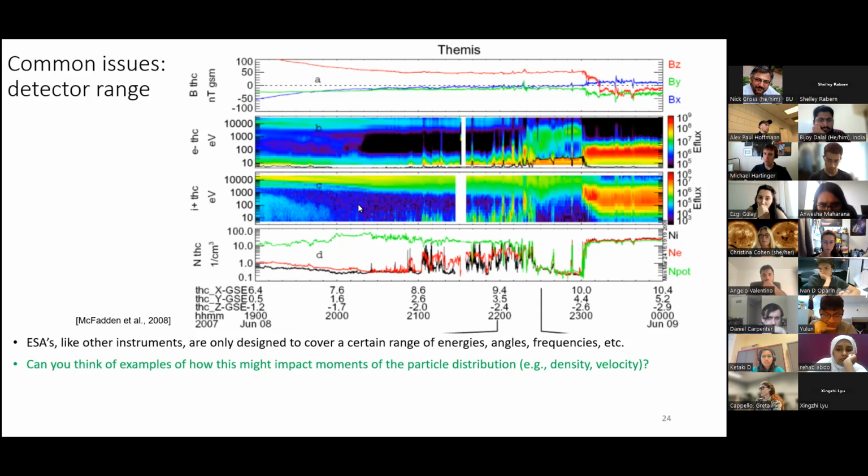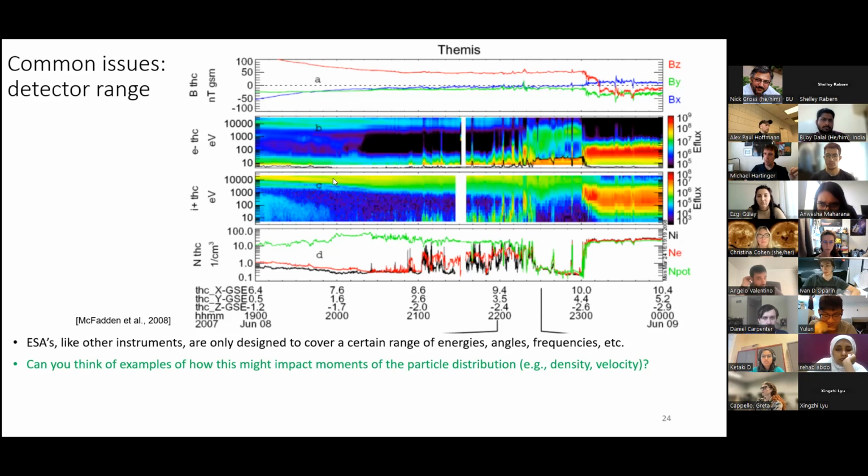And then it goes away because you don't have that flow anymore. By the way, I should mention this for those who haven't looked at this type of figure before. This is basically a spectrogram, in this case an energy flux spectrogram. The color indicates the number of particles as a function of energy on the y-axis and time on the x-axis.